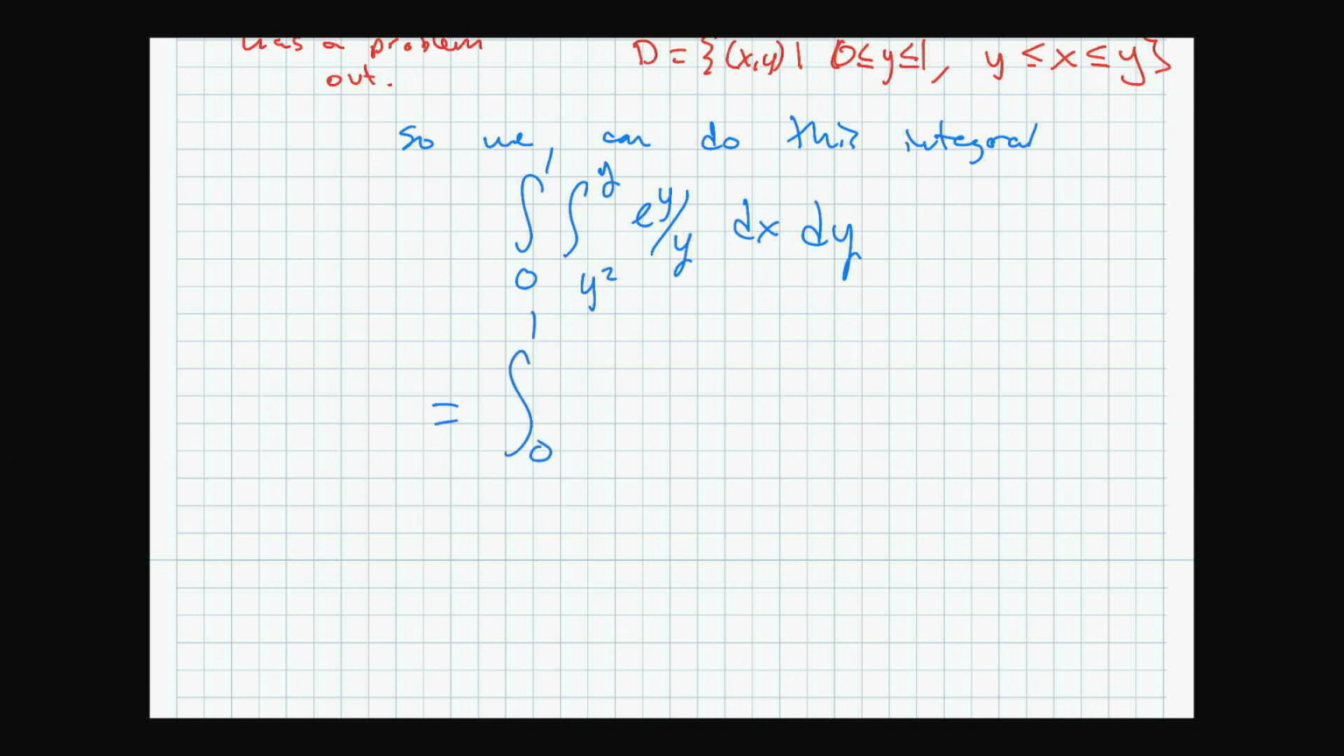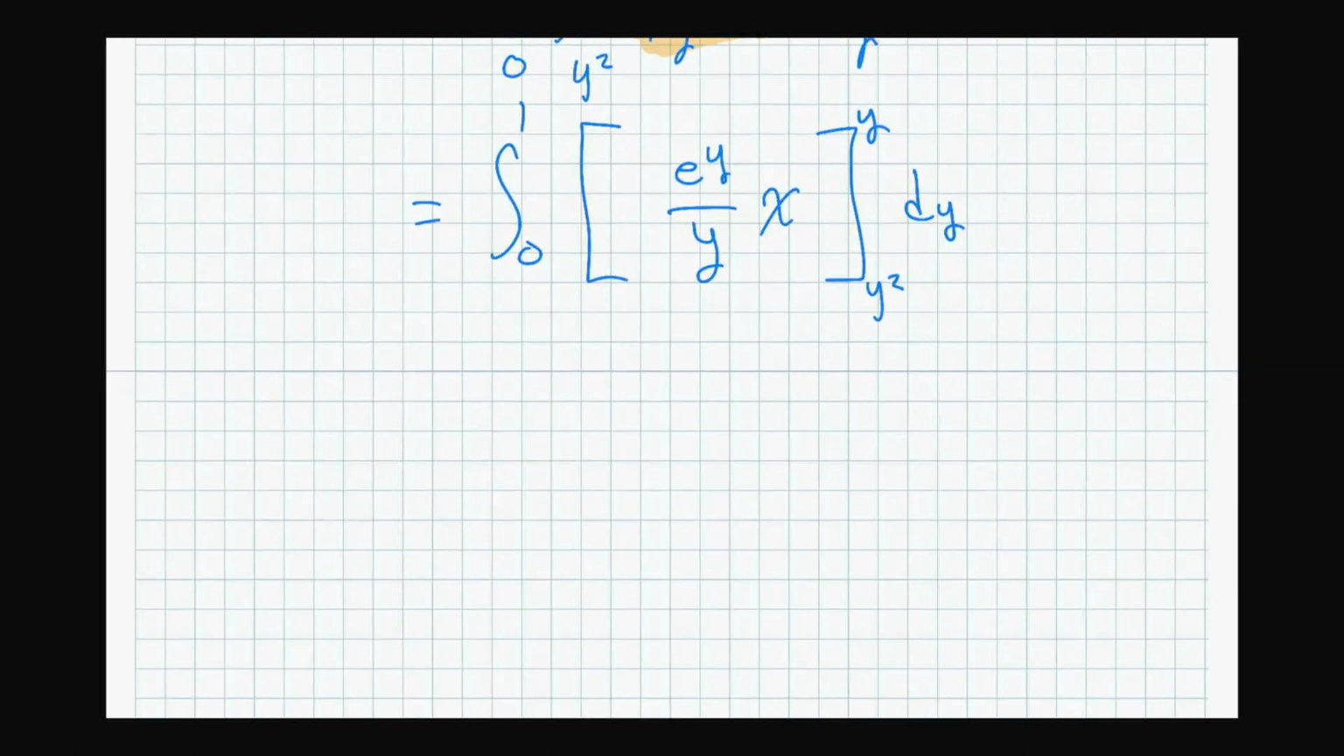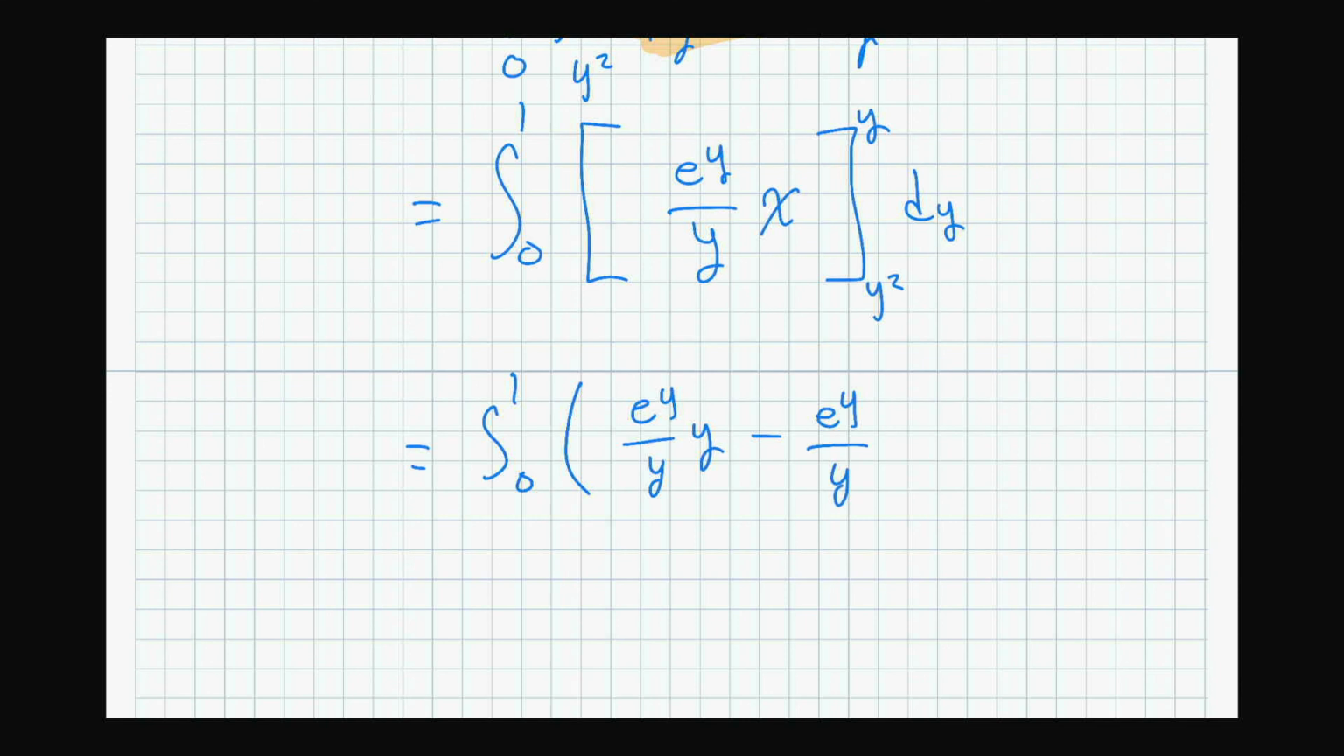So we integrate from 0 to 1. We need to integrate this with respect to x. The reason that works out nicely is because there is no x. So e to the y over y is just constant. If you do the antiderivative with respect to x, the result is just e to the y over y, a constant, times x. And then you go from y squared to y. So we put in the y, we put in the y squared. You're going to get e to the y over y minus e to the y over y squared, like this.